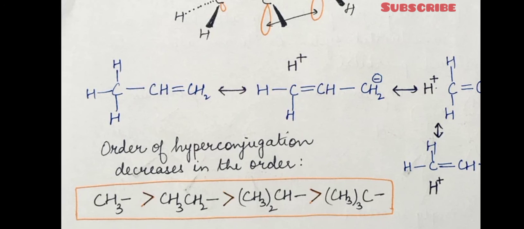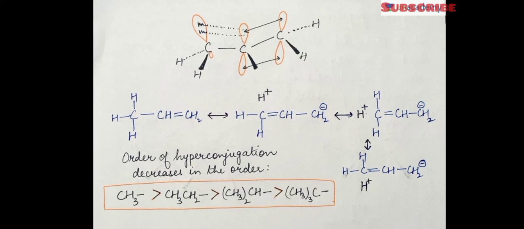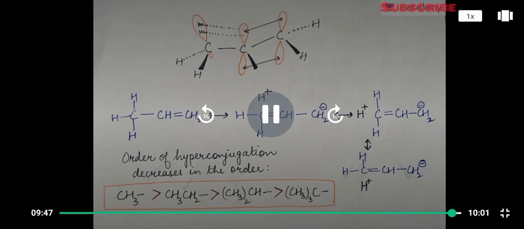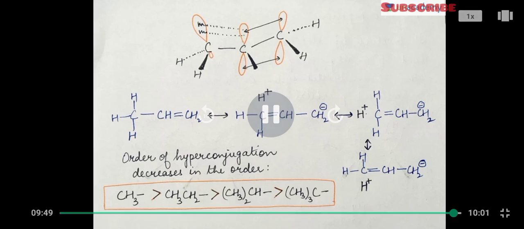Contrary to the inductive effect for which a tertiary carbon is the most stable, in hyperconjugation a methyl group is the most stable, followed by primary, then secondary, and the least would be the tertiary carbon. So, I hope the concept was clear to you. Still, if you have any queries, you can always write in the comment section. In the next video, we will discuss the significance of the hyperconjugation.